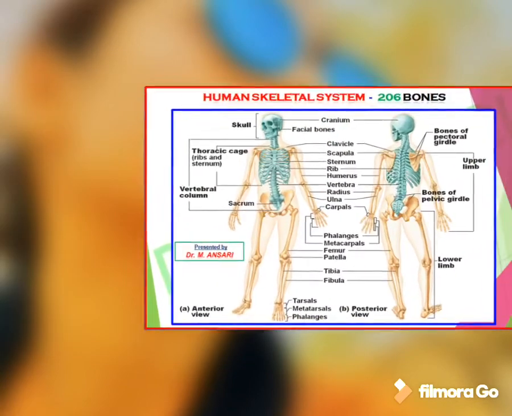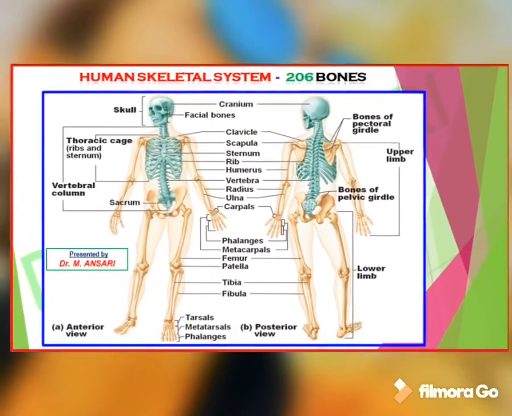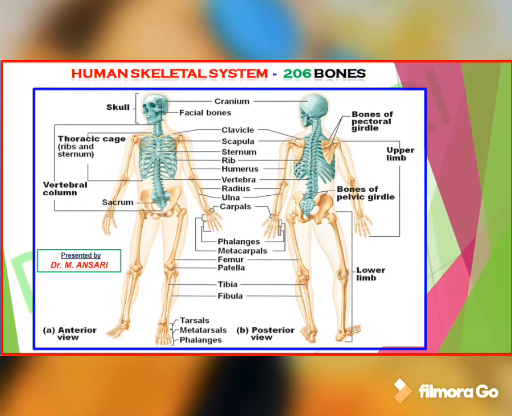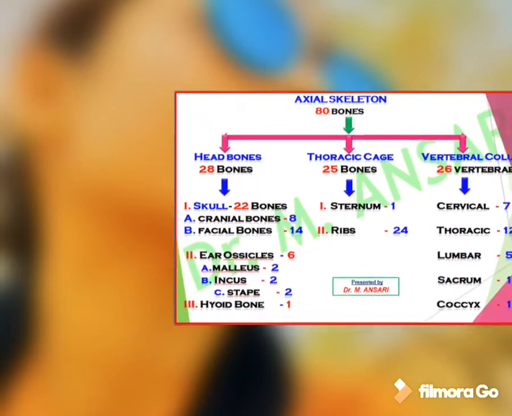Total 80 bones are present in axial skeleton, while the bones which are attached to axial skeleton and present at its peripheral region form appendicular skeleton. Total 126 bones are present in appendicular skeleton. So, we can say 80 bones of axial skeleton and 126 bones of appendicular skeleton, total 206 bones are present in adult human being.